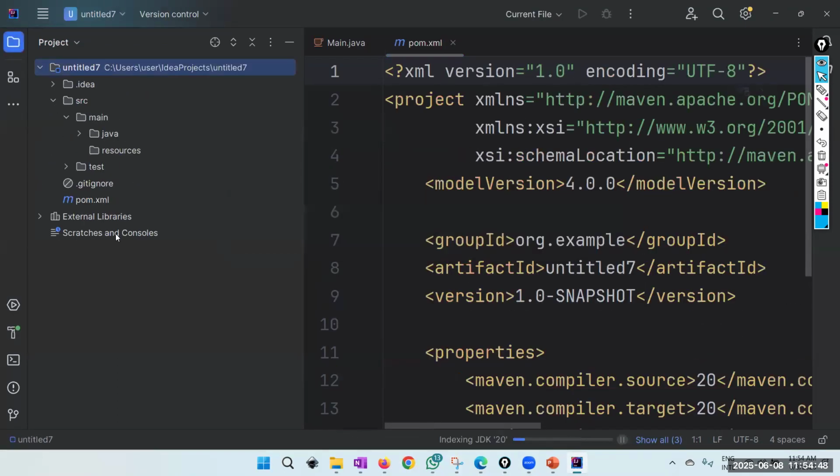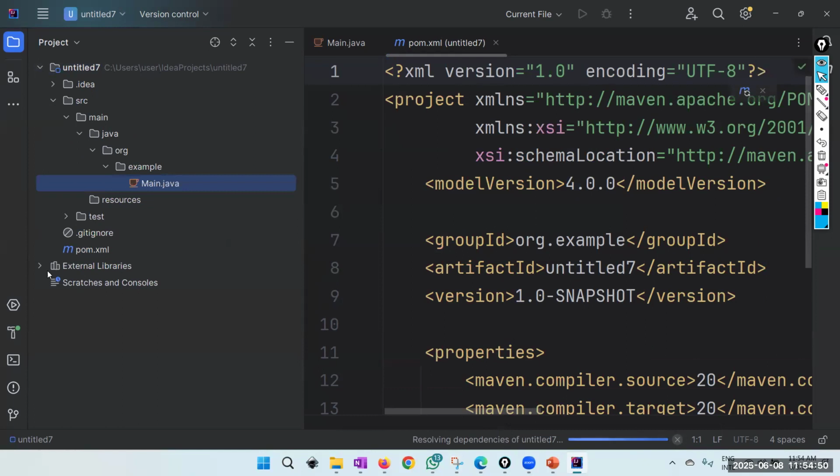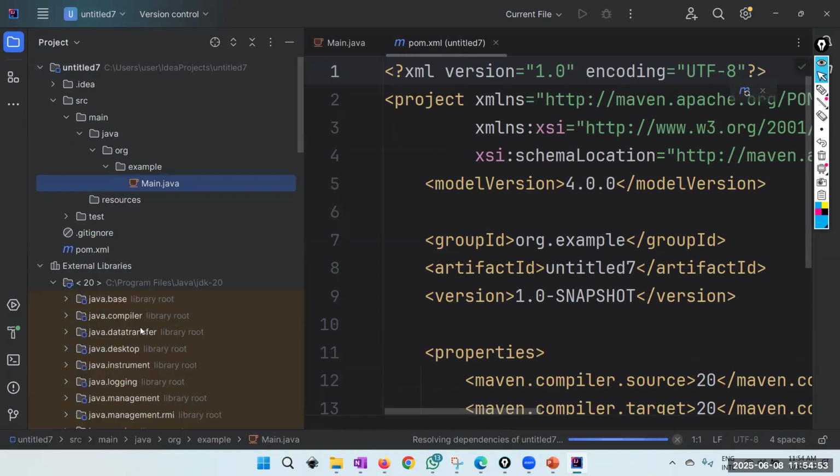Right. I think Maven add unit testing. Let's see.